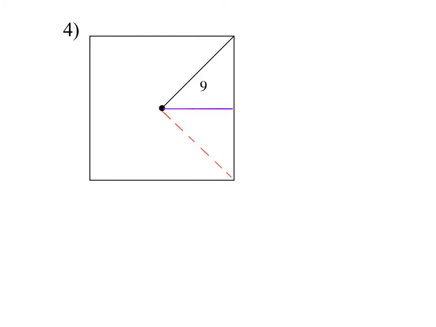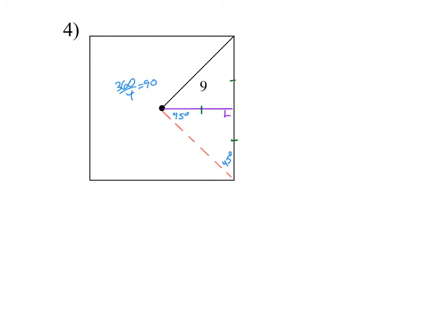So 360 divided by 4 is 90. So that means that each one of these angles is 45. Each of the angles is 45, right? And as you can remember, in a 45-45-90 triangle, my legs are congruent. So that means that this is congruent to this, to that, right?